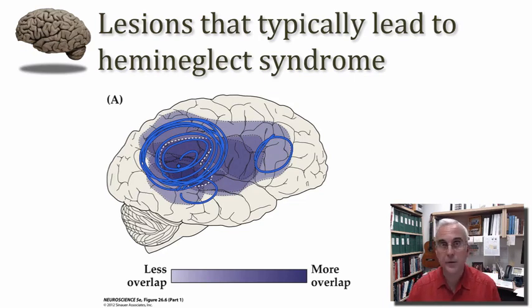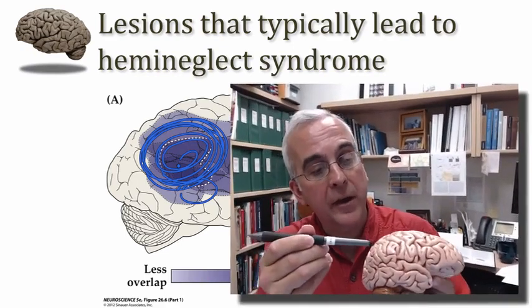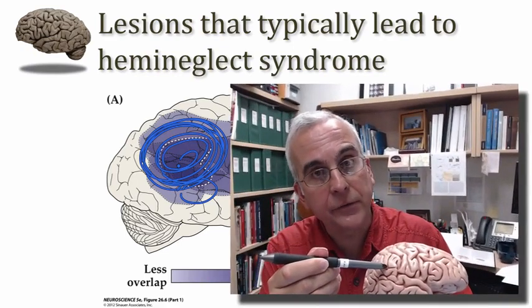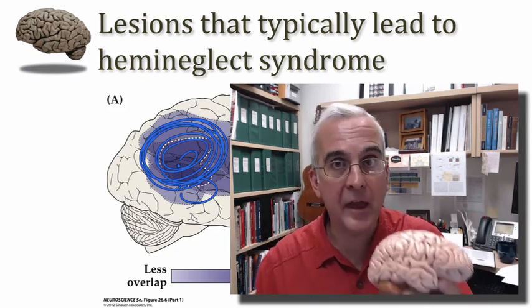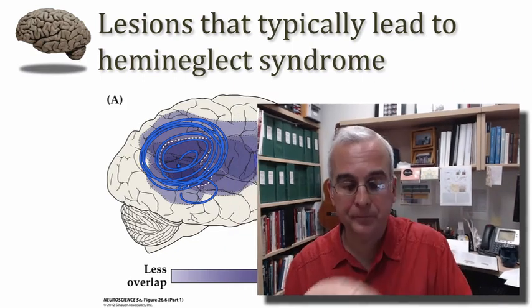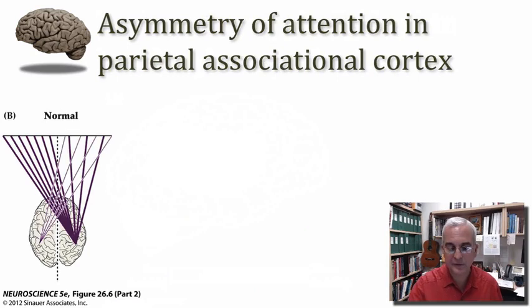And for those of you that recall the actual gyri of this region, we're talking about an impact on the supramarginal gyrus and just behind it the angular gyrus. Well, why should this be the case? Well, we think this is the case because in all of us there is very likely an asymmetry to the attentional functions of our parietal associational networks.